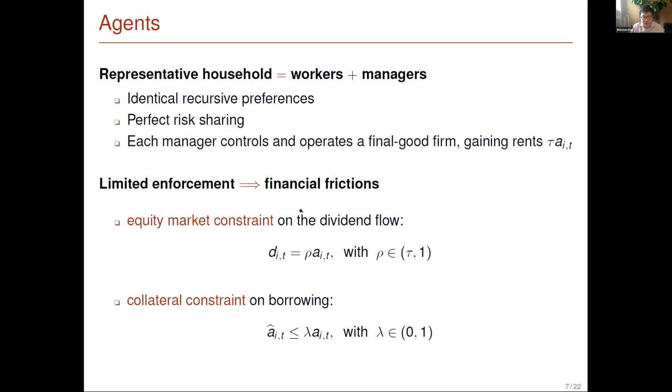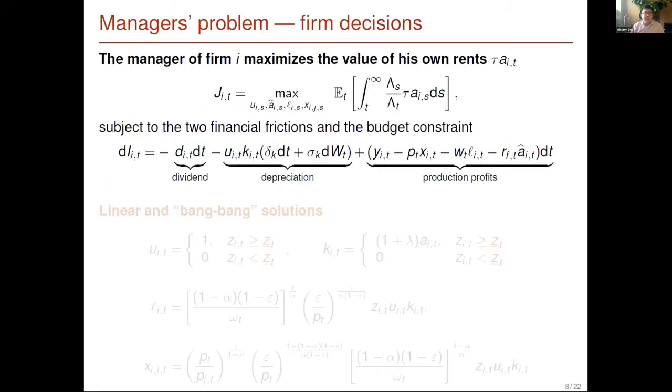Because of these two financial constraints, A_IT cannot immediately reallocate from low productivity firms to high productivity firms. That's the key thing. Given this, the agent maximizes the present value of the rents and chooses the firm-level decisions optimally. It looks like a very complicated problem. There are 4 choice variables: the utilization, the amount of capital they lease, the labor they hire, and how much of the intermediate goods they buy.